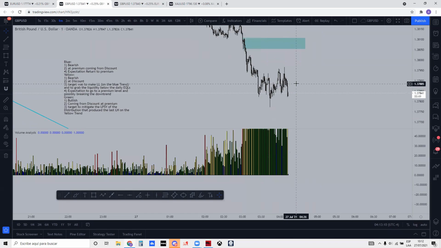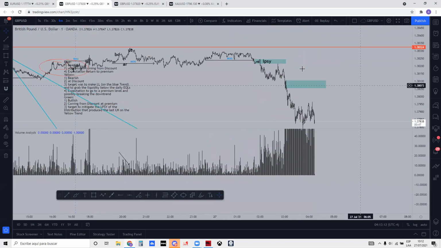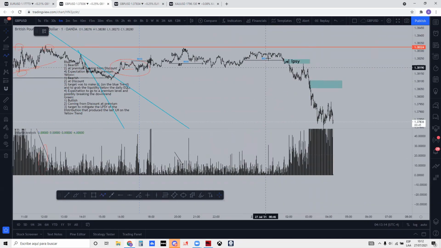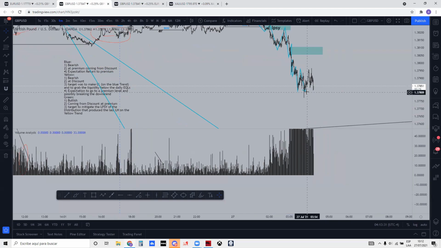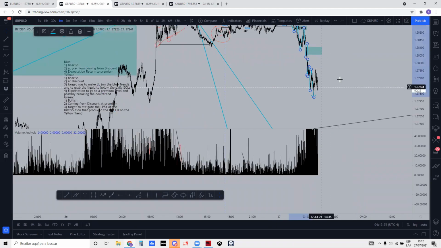And now what's going on? We are consolidating one more time. So you can see our price now is building a downtrend. We have a lower low, lower high, lower low, lower high, lower low, lower high, lower low, lower high. But now we are consolidating, so we shouldn't look at trending markets anymore for now.